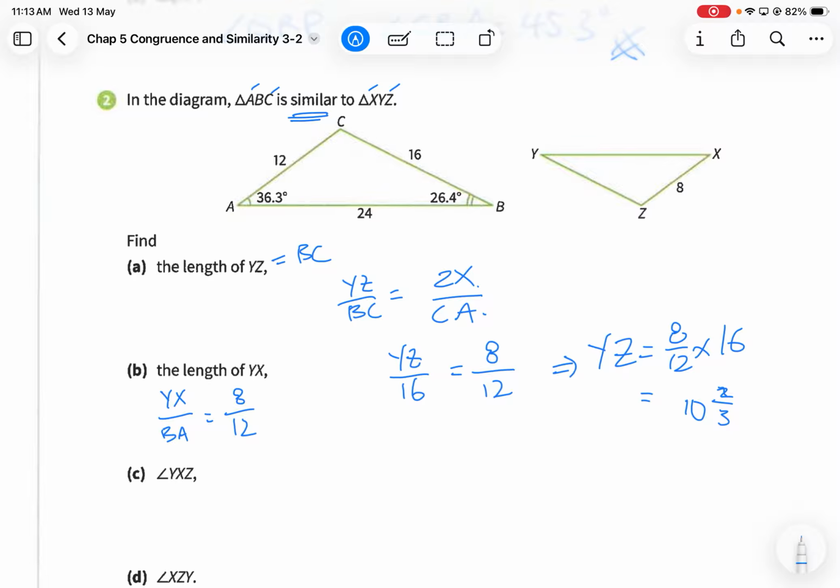Okay, so when I want to find YX, also same. YX corresponds to BA. Then they will give me the same ratio.